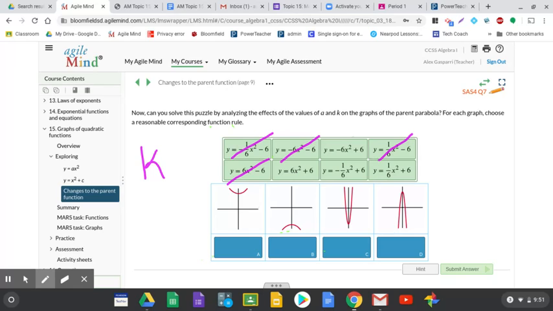So that eliminates those 4 choices. I also can see that it's opening upward, right? So my a value can't be negative. So that eliminates these 2 choices. So now I'm down to 6x squared plus 6 or 1/6 x squared plus 6, right? So since it's wider, remember, that means that it's a compression. So that's usually a number less than 1. So any fractions or decimals less than 1 is going to make your parabola wider.